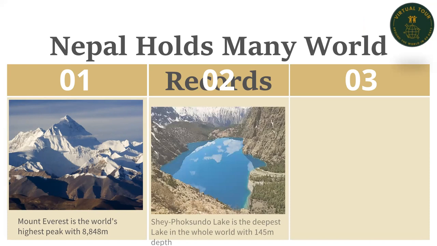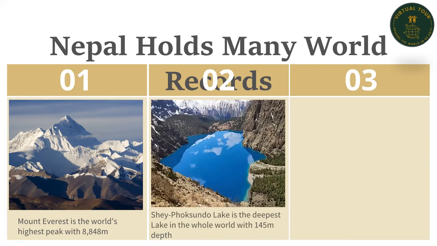Coming to the next, Nepal holds the record for the deepest lake in the world. This is Shey Phoksundo Lake, which is around 145 meters deep. Oh my God! So it holds the record for having the world's highest peak and the world's deepest lake. Isn't it interesting?